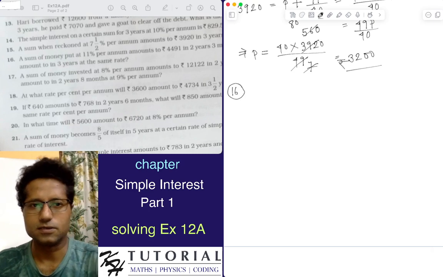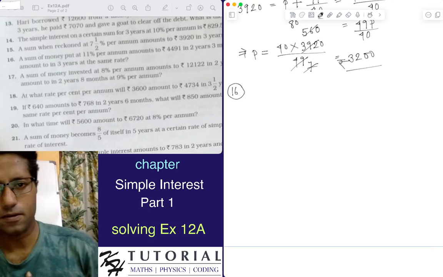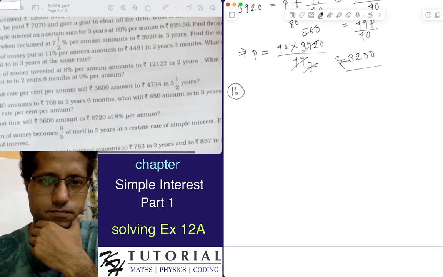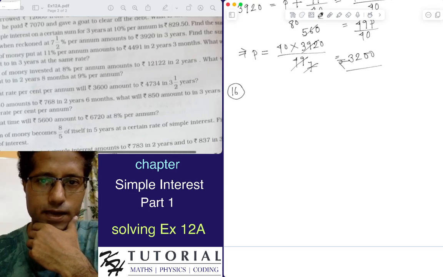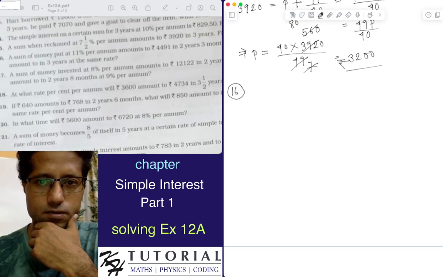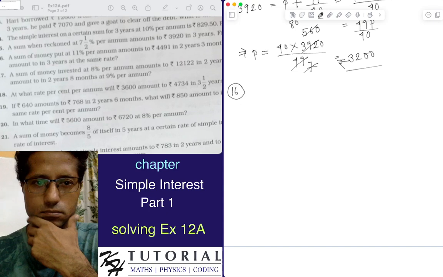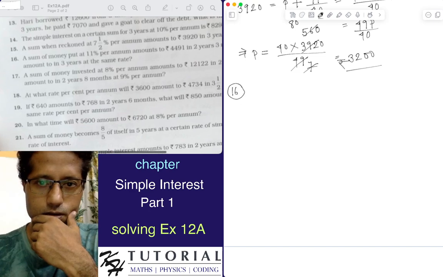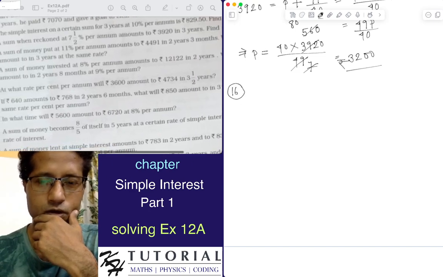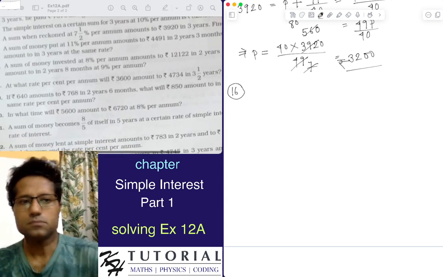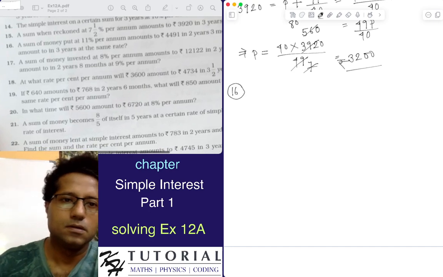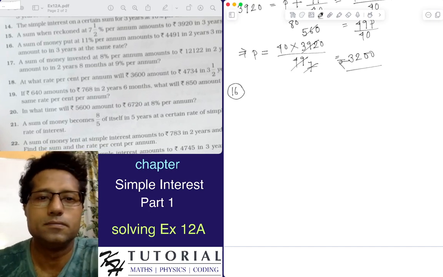Problem number 16 says a sum of money put at 11% per annum amounts to rupees 4491 in 2 years 3 months. So time is given, amount is given, rate is given. What will it amount to in 3 years at the same rate? Okay, so the same rate.